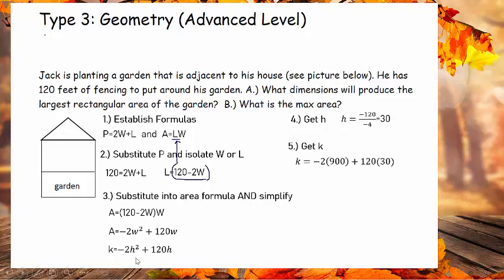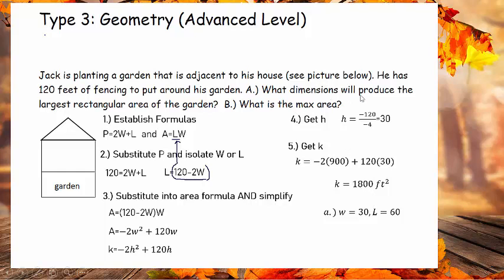Now 30 squared is 900, so I didn't write 30 squared. I just wrote 900 to save a little bit of writing. And then if I simplify that, I'll get 1,800 square feet. That is my max area. So this would actually be the answer for problem B, because B says what's the max area.